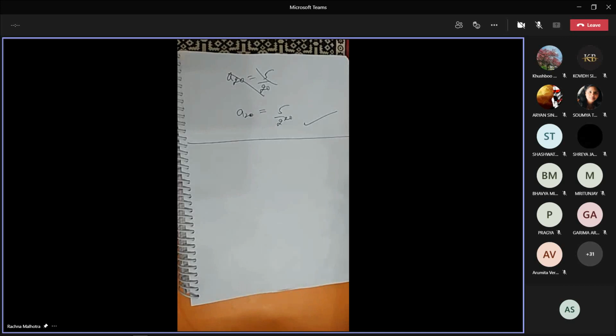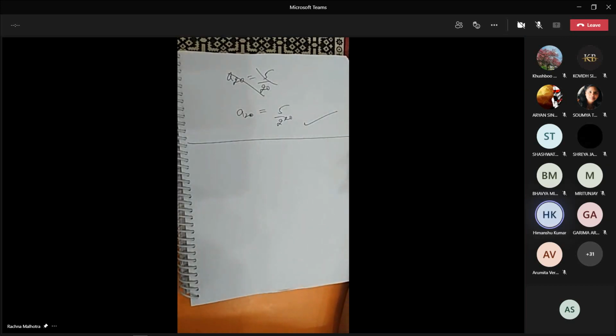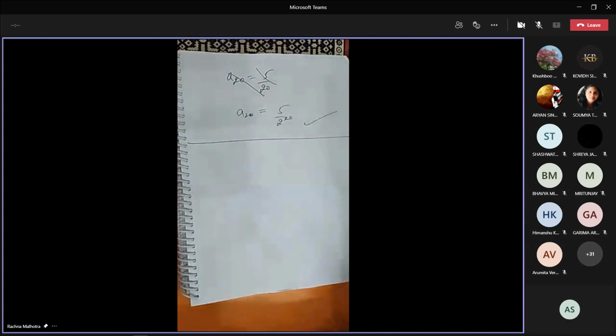So question number 2 I'm not doing. Excuse me, ma'am. हाँ जी बेटा. Ma'am, what is the formula of any term of a GP from the end? Actually end के लिए we don't have any formula.